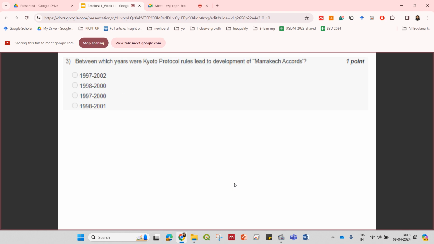Moving on to the next question, which is between which years were the Kyoto Protocol rules led to development of the Marrakesh Accord. So this is basically asking that the Kyoto Protocol rules led to the development of the Marrakesh Accords, but during which year or during what period did this happen?